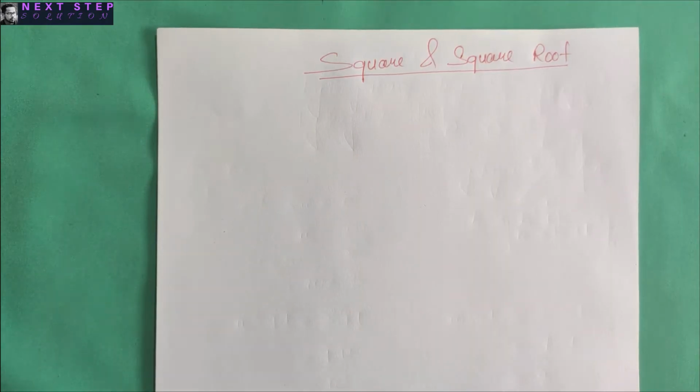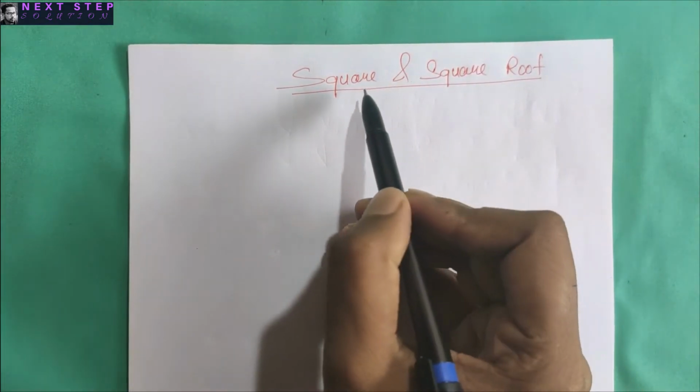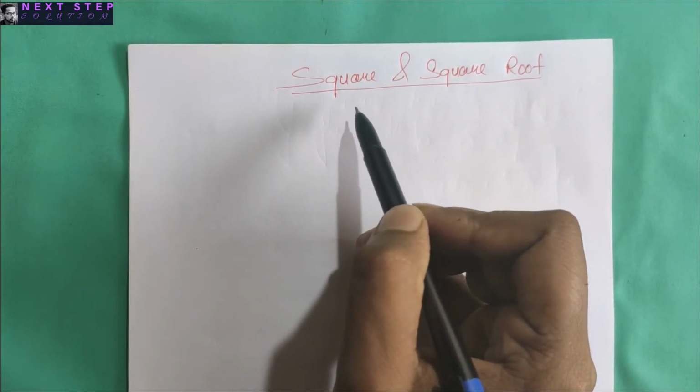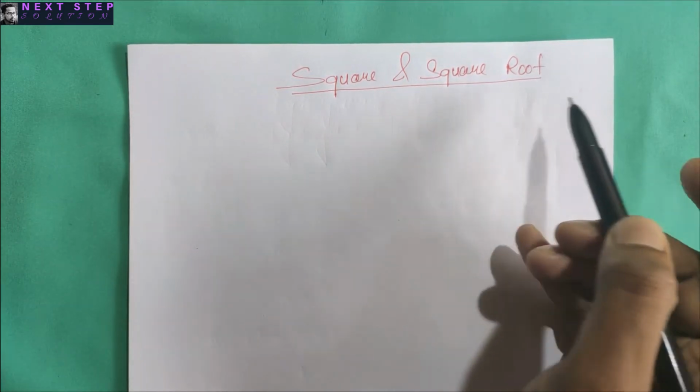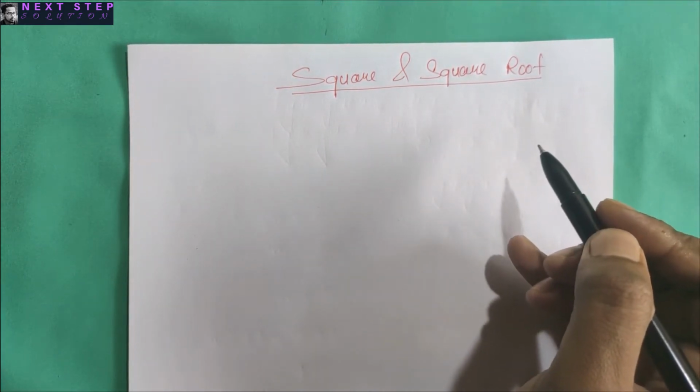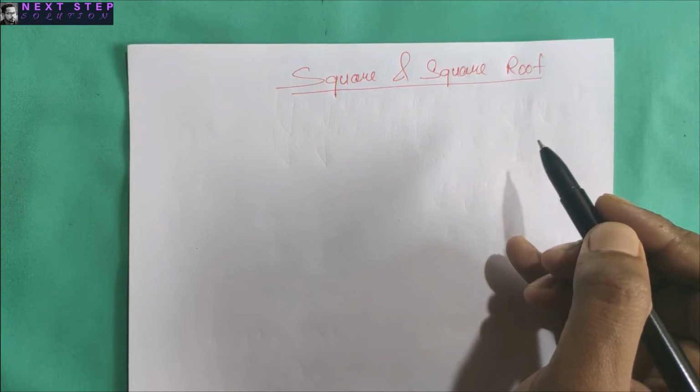Alright, today we are doing square and square root. You might already be aware of what a square is. A number multiplied with itself gives us the square of that number. And what is a square root? The number which we multiplied, the same number, is called the square root of that number.